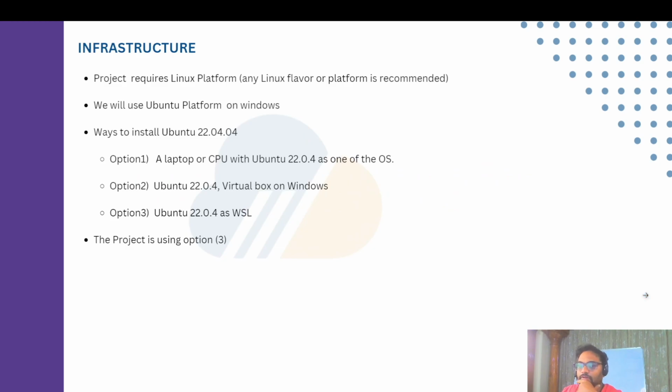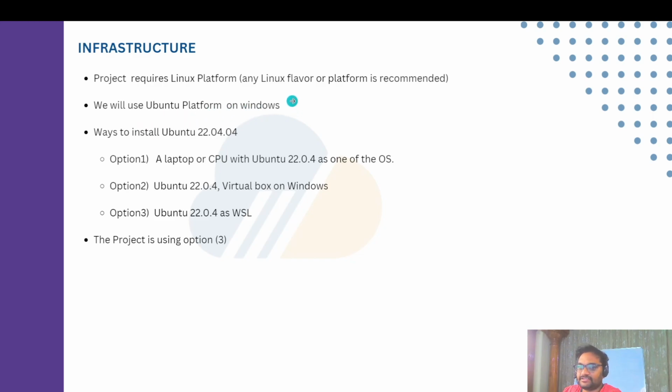So first, what is the needed infrastructure for this specific project? So we'll be using Linux platform. So all the Android installations and all the installations and other prerequisites, React, everything we'll be using Linux platform. So we will be using Ubuntu. There are a lot of Linux flavors available in the market like Kali, Ubuntu, Red Hat. A lot of Linux flavors are available, but for simplicity we'll be using Ubuntu platform.